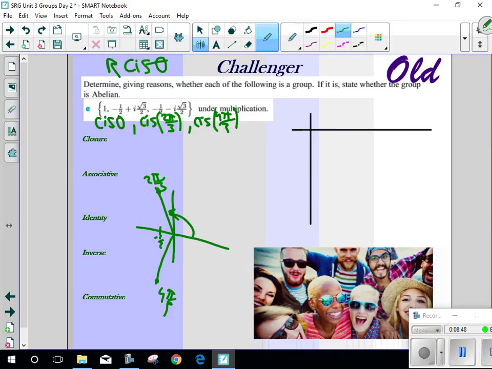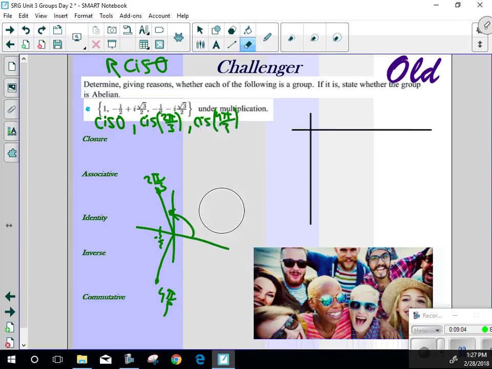And just a quick reminder, what's 1/2 squared plus square root of 3 over 2 squared? What is this squared? 1/4. What is this squared? 3/4. 1/4 plus 3/4 is 1. So that's my radius, 1. Okay.